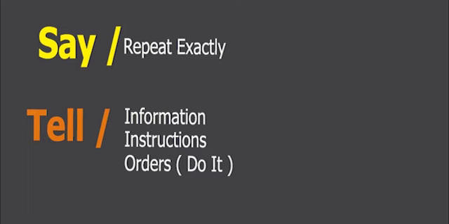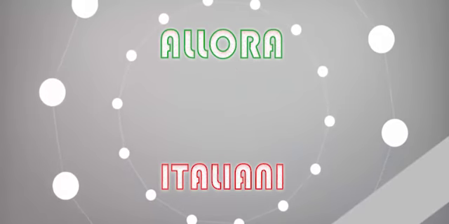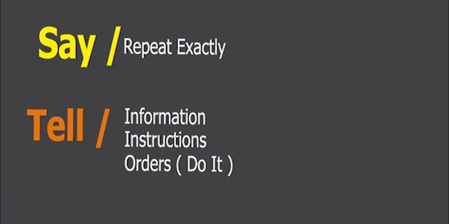Say and tell. Before I go and give you the next lesson, what I want you to do is repeat to yourself. The blue screen will come up empty. You fill it in. There should be one for say, three for tell. Try it now. Say, repeat exactly. Tell, for information, instructions and orders. Good.